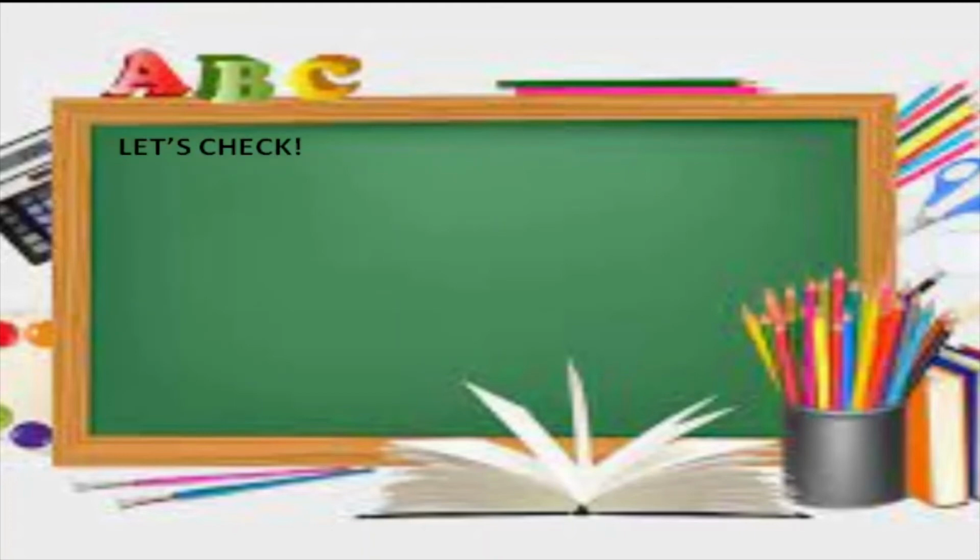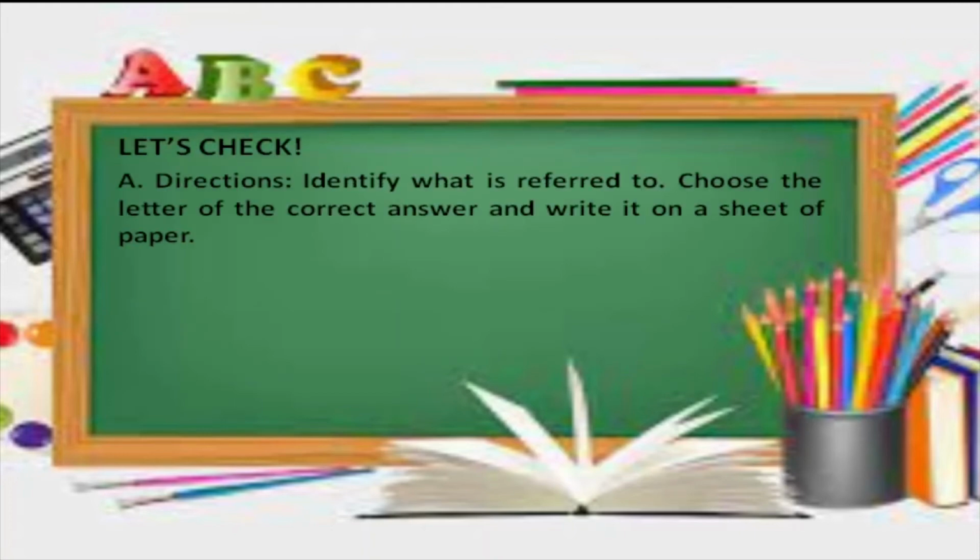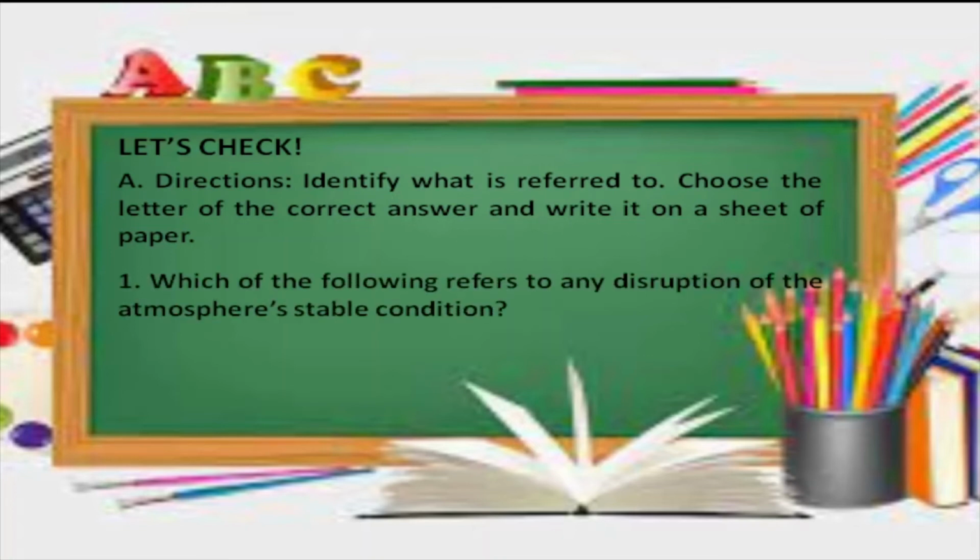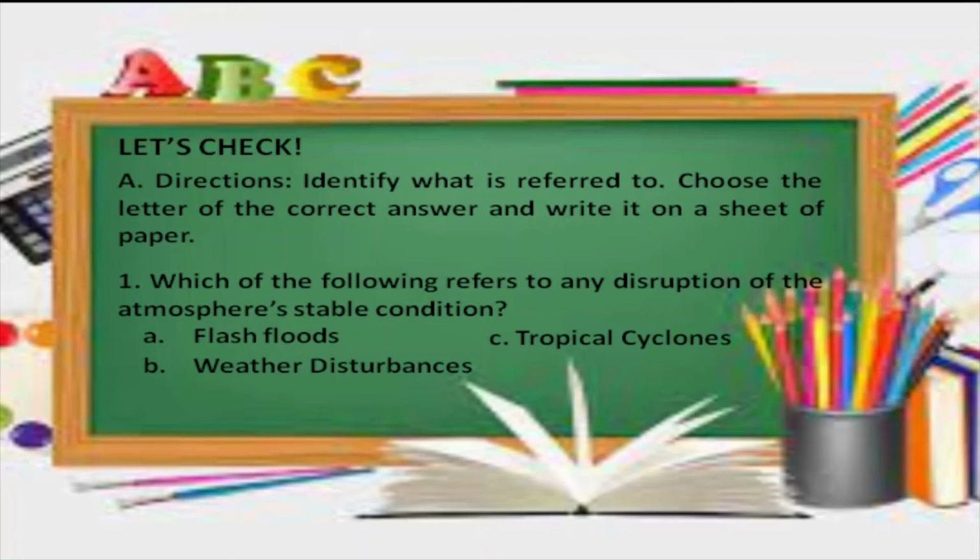Let's check how much you have learned from the discussion. Identify what is referred to. Choose the letter of the correct answer and write it on a sheet of paper. I'll be giving you 5 seconds to answer each question. Item number 1. Which of the following refers to any disruption of the atmosphere's stable condition? Letter A, flash floods. Letter B, weather disturbances. Letter C, tropical cyclones. Letter D, landslide.